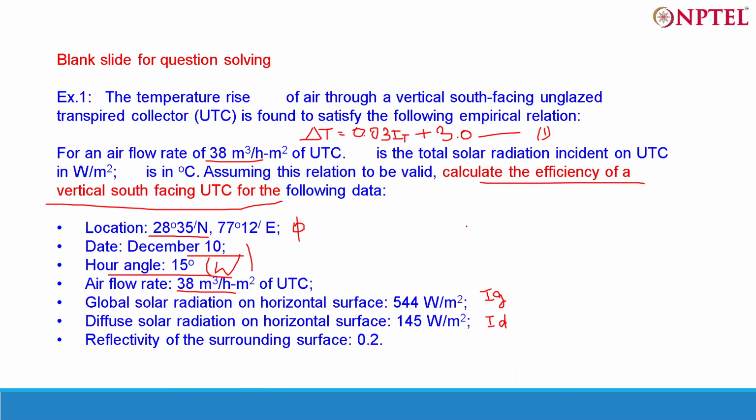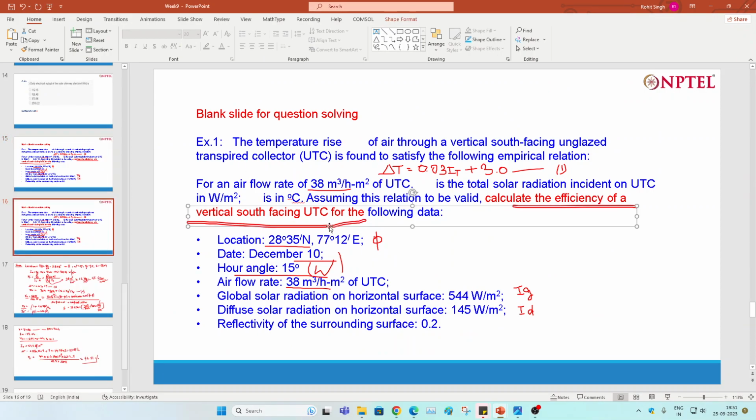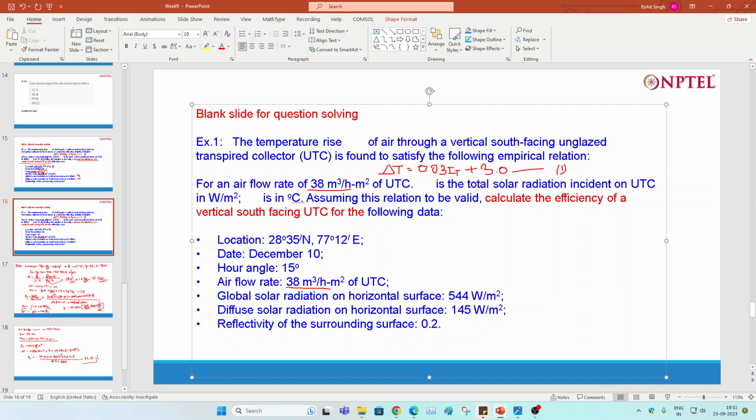And also let me do one thing. Let me change the values here and give you. So let's duplicate this slide. I will duplicate this slide and erase this. And I want to change this value to 48. This is 38. Instead of December 10, let it be September 25. Now calculate me this efficiency.